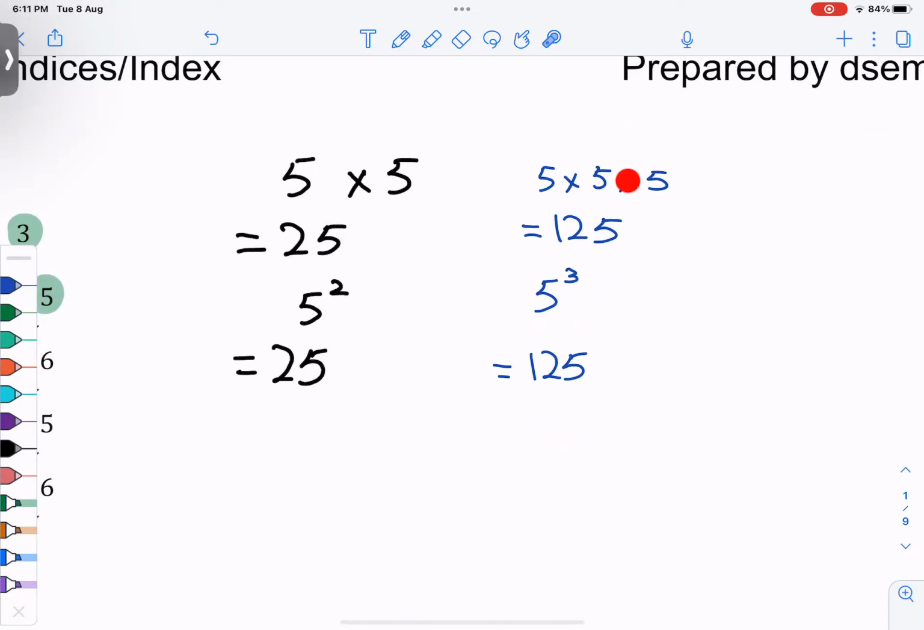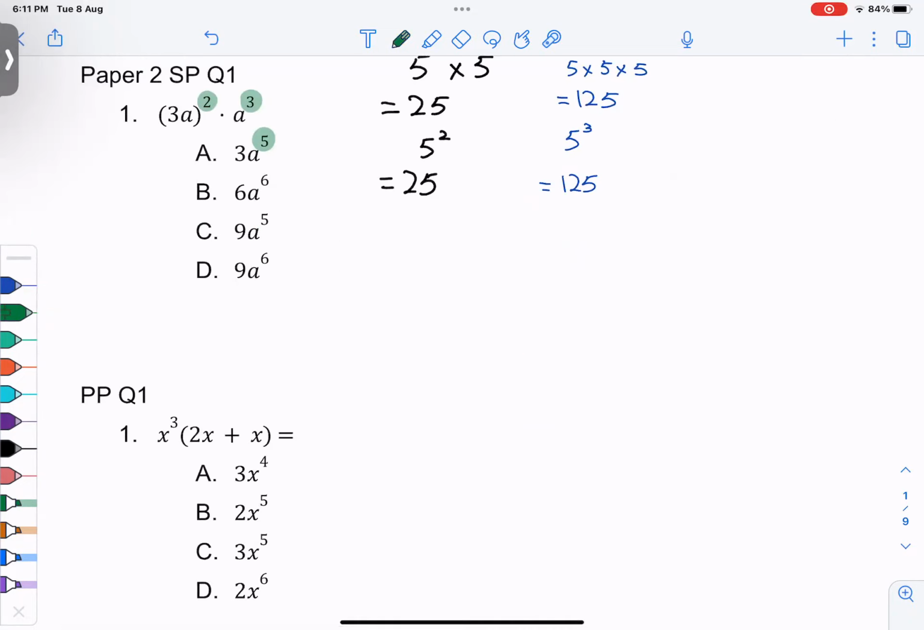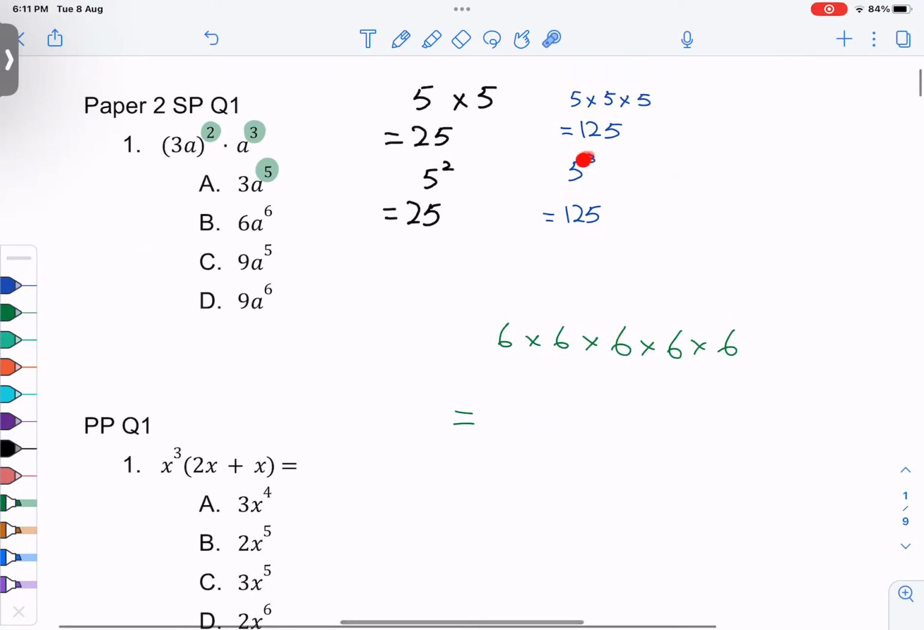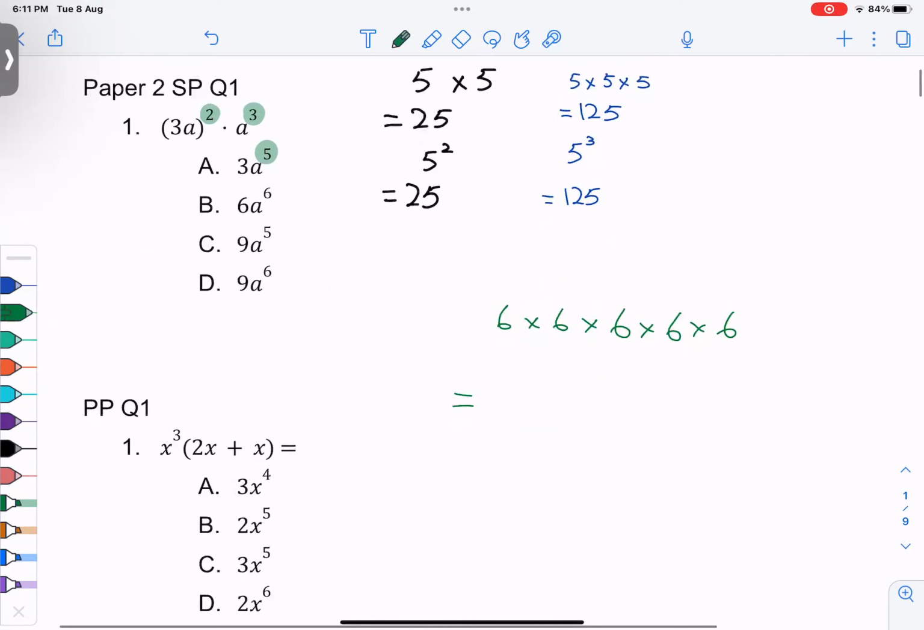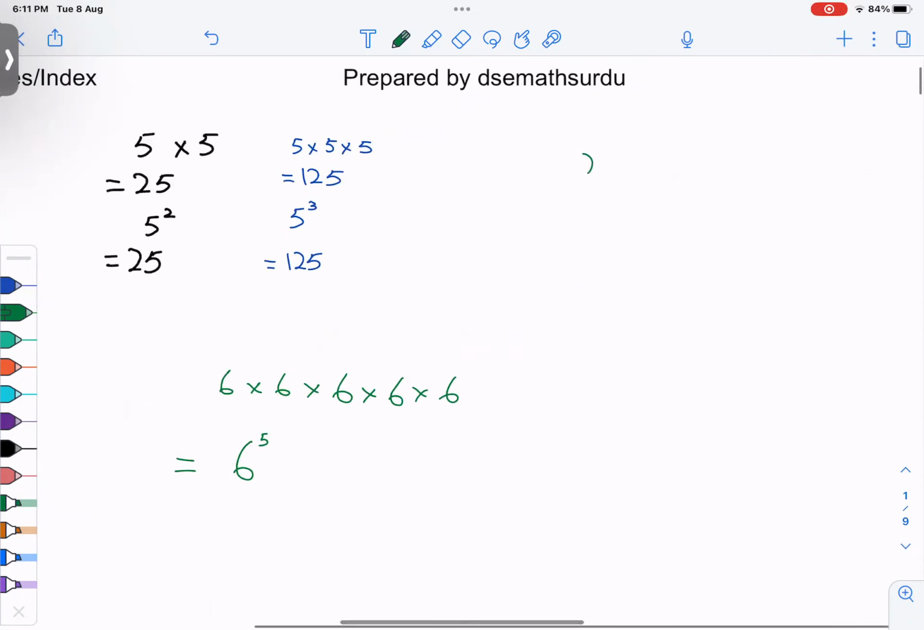...goes. If it's a multiple in between, then the powers will be, write the base first, and how many numbers that you have, write the powers. So for example, this one, 6 times 6 times 6 times 6 times 6. What will it be if I write it in power? 6 to the power of 5. Yes, 5.